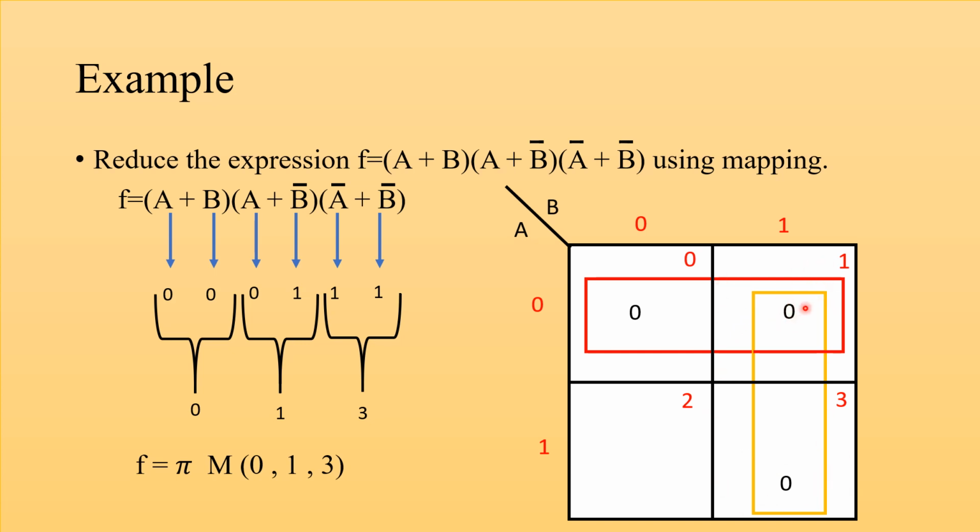That is, this single cell which contains 0 has been grouped with this cell as well as this cell. It is cell 0 as well as cell 3. So, this is called overlapping. Here we have two groups.